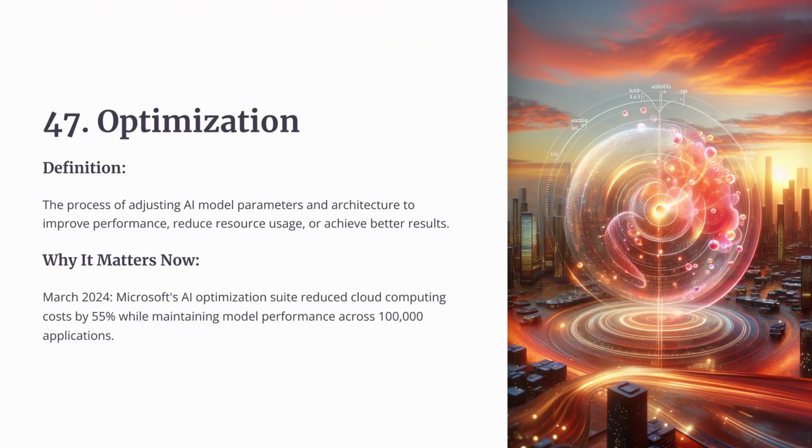Optimization is the process of adjusting AI model parameters and architecture to improve performance, reduce resource usage, or achieve better results. This is like tuning a race car for peak performance while using less fuel. Microsoft's achievement is remarkable because they found a way to make AI run faster and cheaper across thousands of applications. It's like optimizing an entire fleet of vehicles simultaneously.